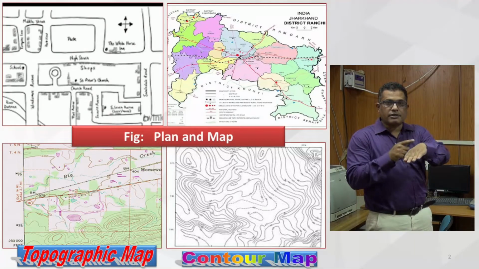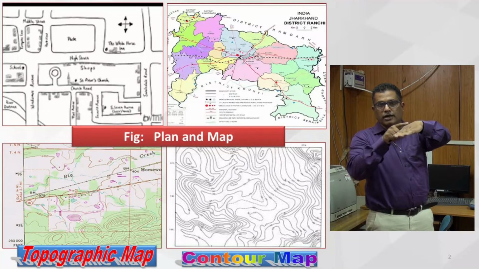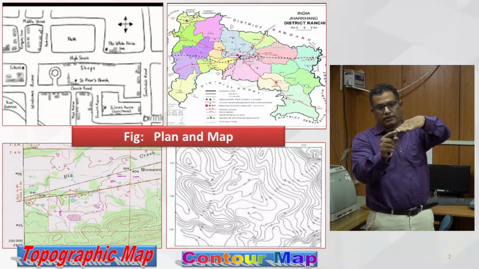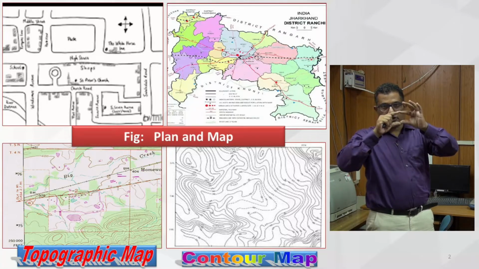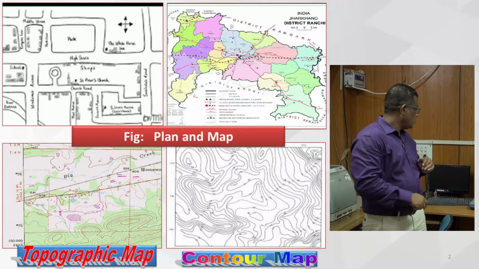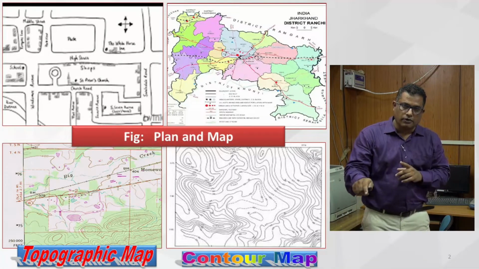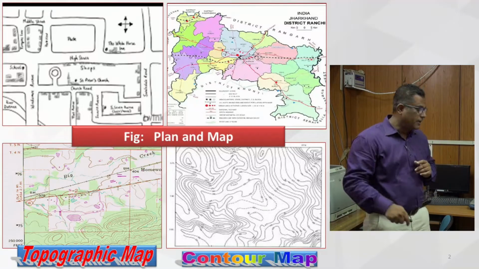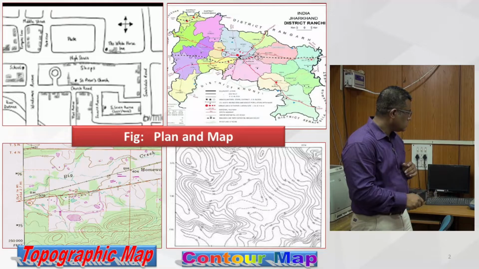Similarly, that elevation you have to find out, and the difference between this is your horizontal distance, and the elevation between this point and this point, that is your vertical distance. So these vertical distances are represented on a contour map or a topographic map through contour lines. These are the contour lines.